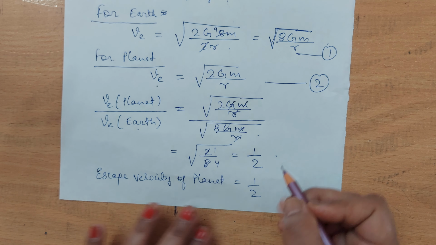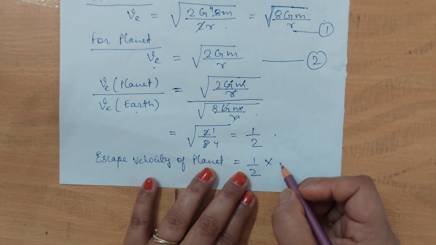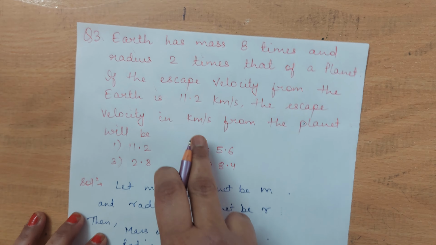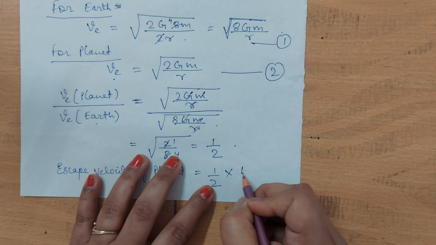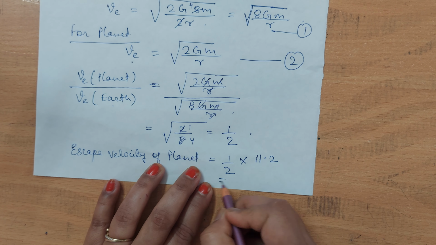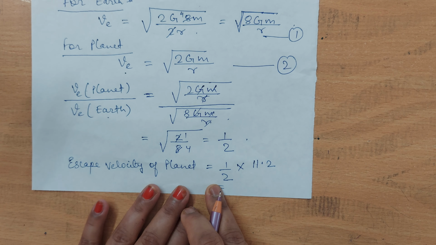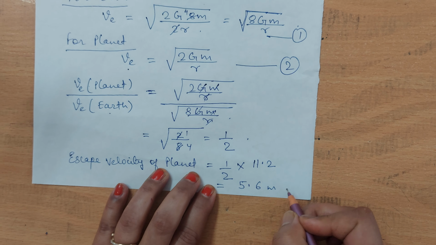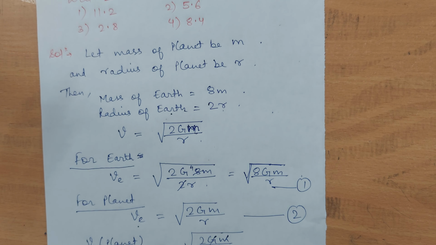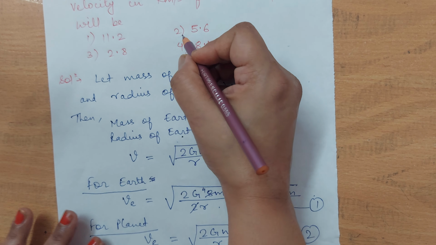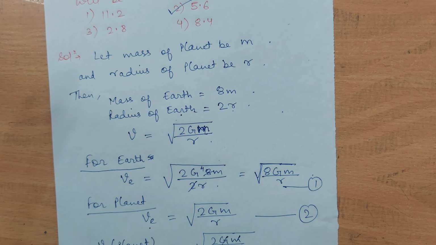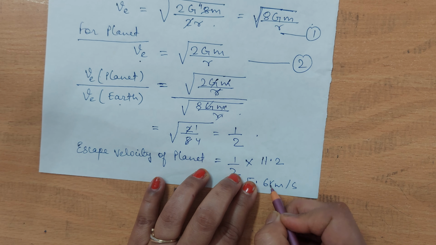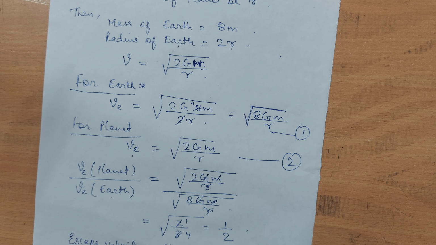This will go to the other side, and we will multiply by the escape velocity of Earth, which is given in this question, 11.2 km per second. So finally the escape velocity of the planet is equal to 5.6 meter per second. Sorry, this is kilometer per second. Now next question.